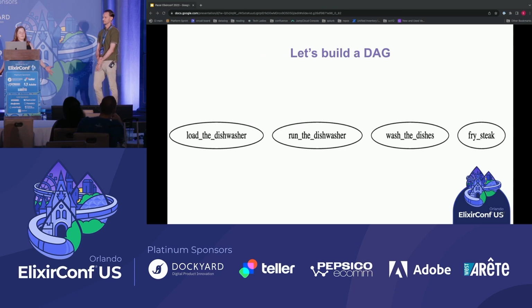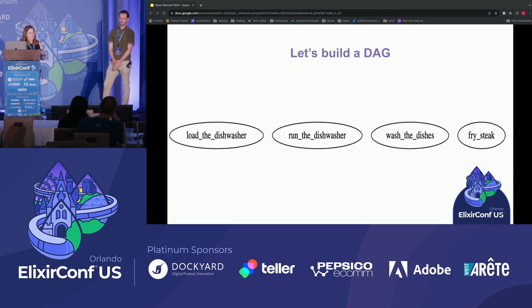Cool, so let's build a DAG. Let's take a very contrived example. Four tasks that you need to do: loading the dishwasher, running the dishwasher, washing the dishes, and frying the steak. What do you need to do first? Washing the dishes. You need a clean pan. So before you fry the steak, you need to wash the dishes. But also, you need to load the dishwasher and run the dishwasher after you wash the dishes.